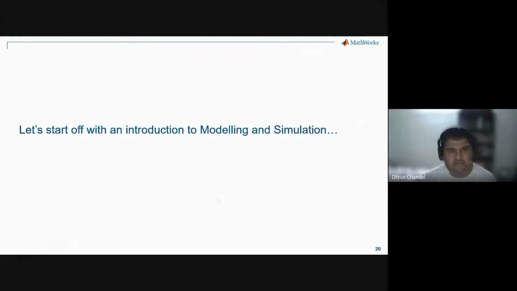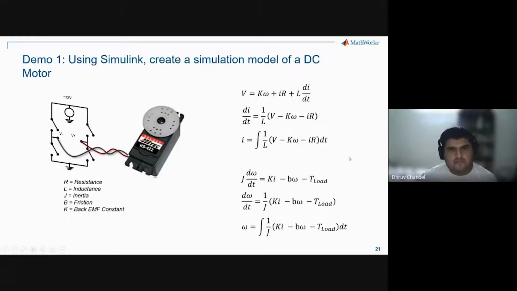Right, but let's now start off with an introduction to modeling and simulation. So just to give you an outline, we're going to see how to model a DC motor, how to control that motor. Then we're going to see how to put it in a robot and how to move a robot around. And then we're going to look at some navigation algorithms and some path planning algorithms. And then at the end, we'll see different kinds of models and then how to generate ROS nodes. So it's a complete end-to-end workflow for you to get started off with.